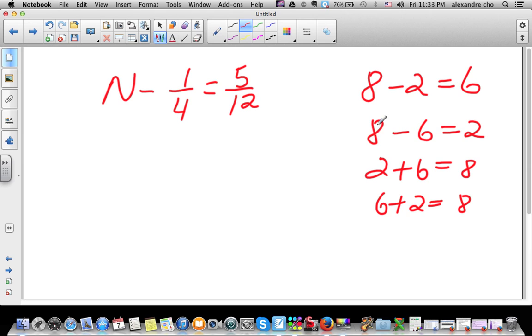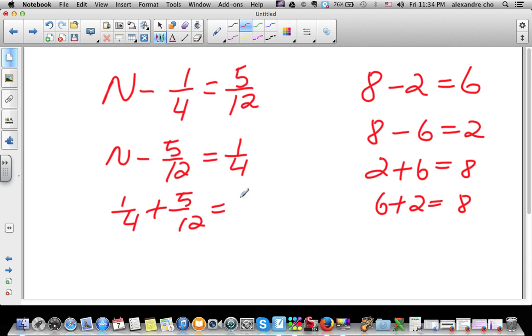Remember? So let's do that same thing with these numbers. So first thing I'm going to do is I can say n minus 5/12 equals 1/4. What else can I say? I can say 1/4 plus 5/12 equals n. And I can say 5/12 plus 1/4 equals n. Notice that I did the same thing here on this side as I did here. Okay? Now, which do you think I can use to find the value of n?